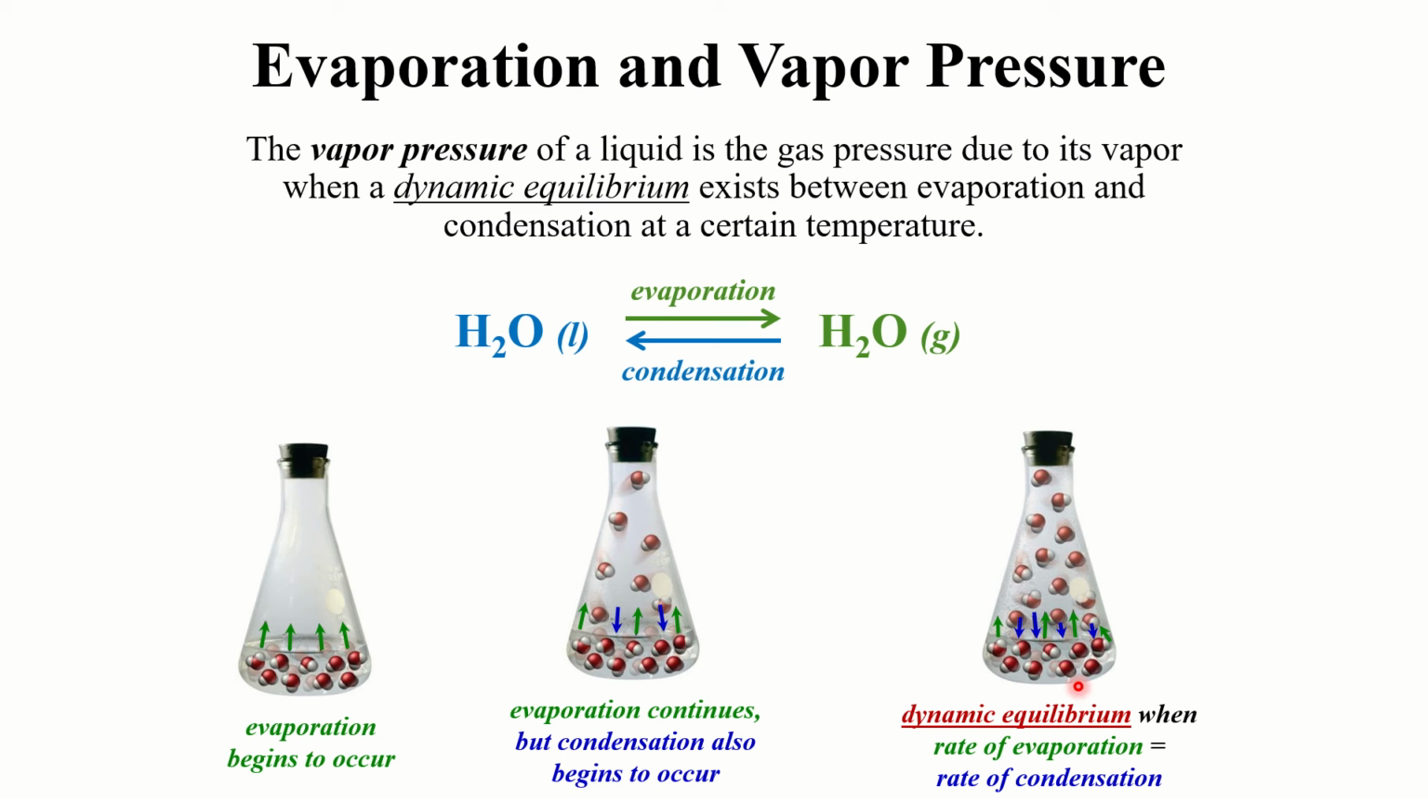That does not mean that you have equal amounts of liquid and vapor. It simply means the rates of these reactions are equal. So this is where vapor pressure comes from. Vapor pressure is the partial gas pressure due to the gas molecules present above the surface of the liquid. This is what a vapor pressure is. It's the gas molecules that exist above the surface of a liquid, the gas molecules that have evaporated away.